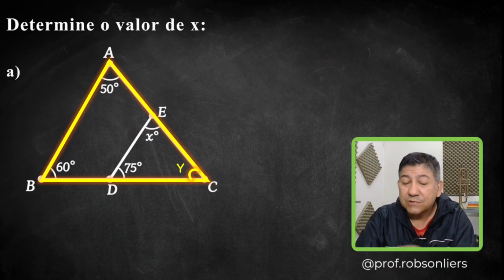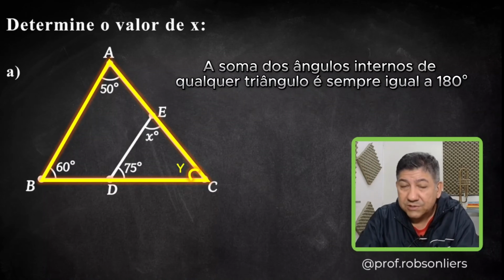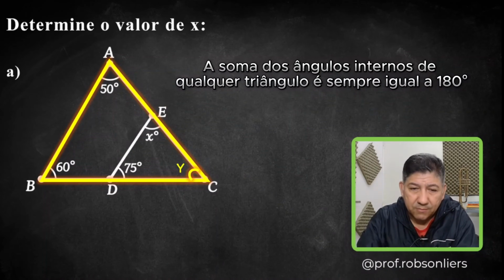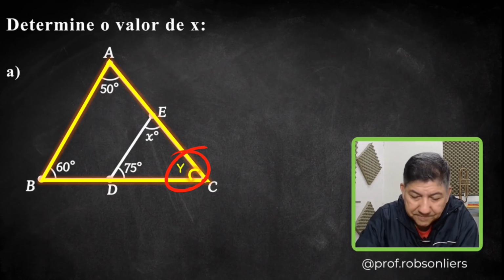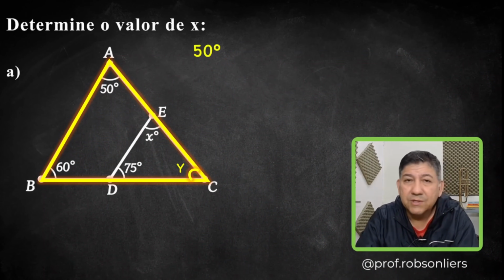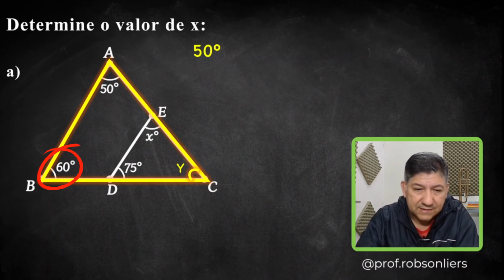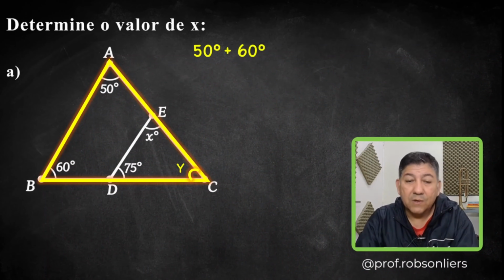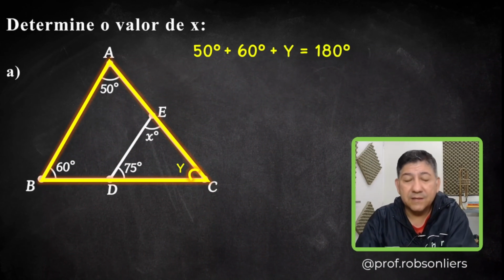Now, what you have to know by heart is this: the sum of the interior angles of a triangle is always equal to 180 degrees, always, okay? Whenever you add up the three interior angles of a triangle, it has to be equal to 180 degrees. So, to find the value of Y, let's take 50 degrees, add it to the 60-degree angle, add it to angle Y that we want to find, and this has to be equal to 180 degrees.